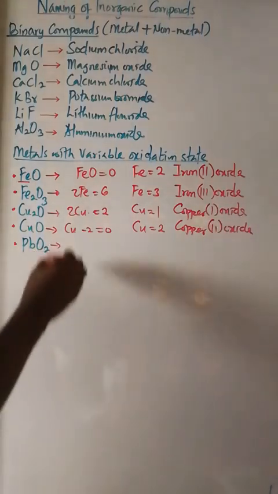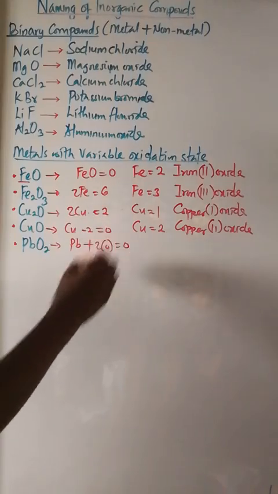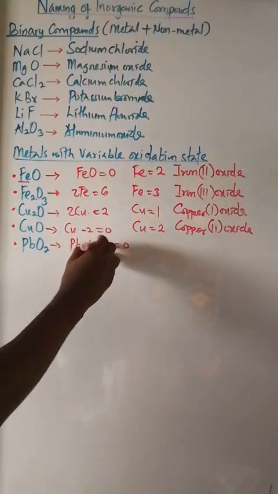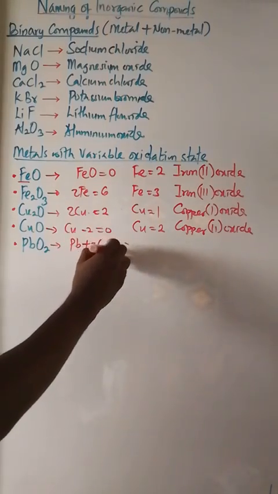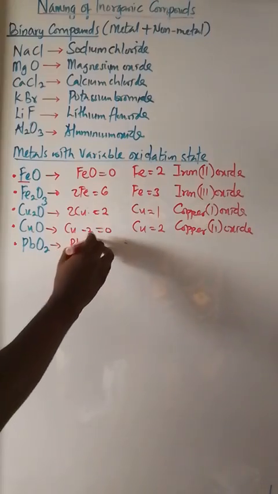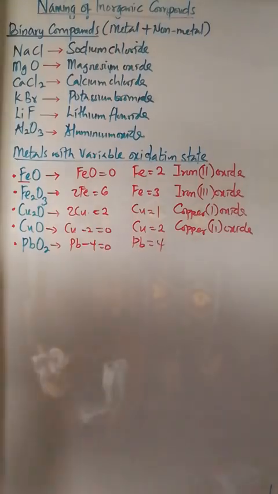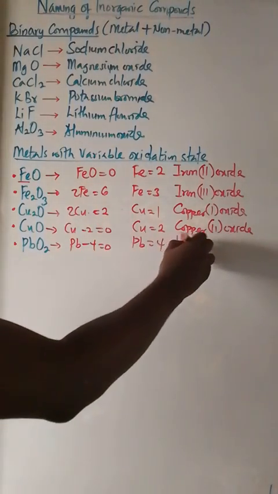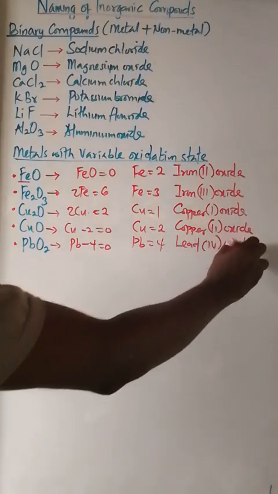Lead, for this lead also. For this lead here, we have 1 lead plus 2 oxygen equals 0. Oxygen is minus 2, so let's put minus 2 here. 2 times minus 2 is minus 4, so whatever it is, minus 4 equals 0. And from there we get lead to be 4. The oxidation state of lead here is 4. So we call this one lead(IV) oxide.